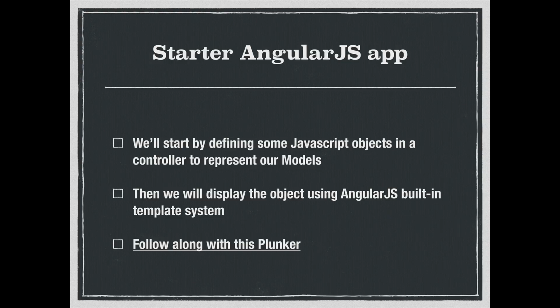So we're going to go through a starter AngularJS app, keeping it really simple to start, and then we'll evolve what we're doing and what we're teaching from the ground up. We're just going to define some JavaScript objects in a controller to represent the models in our application. And then we're going to display the object using the AngularJS built-in templating system. This is one of the most simple starting points that you can have.